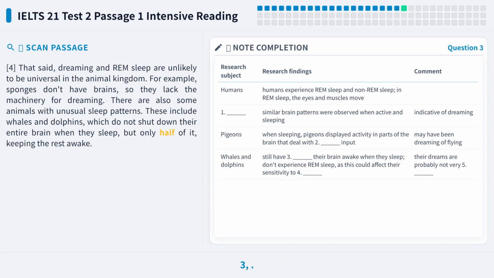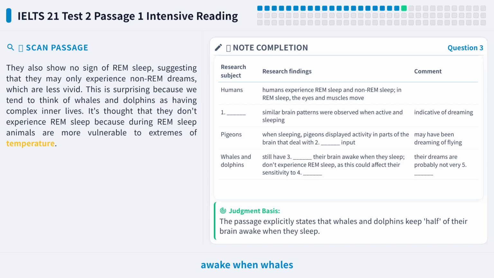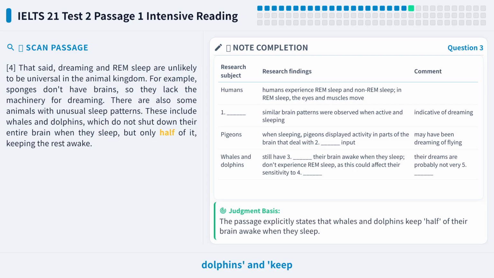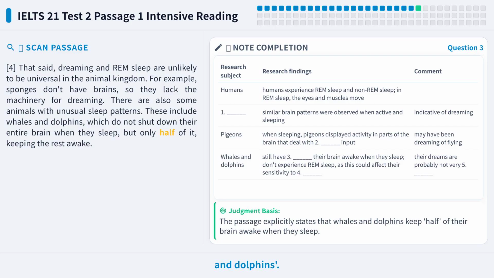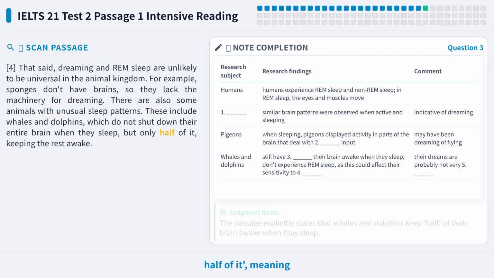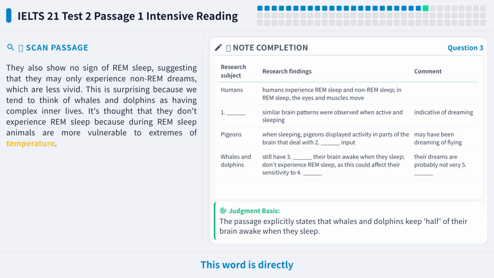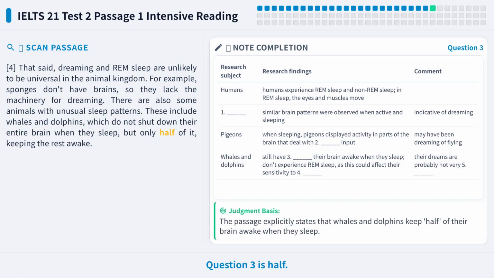Let's look at question 3. It asks how much of the brain stays awake when whales and dolphins sleep. The clue words are whales and dolphins and keep awake. Go to paragraph 4 and find whales and dolphins. The text says only half of it, meaning only half of the brain shuts down. This word is directly given in the original text, no replacement needed. So the answer to question 3 is half.